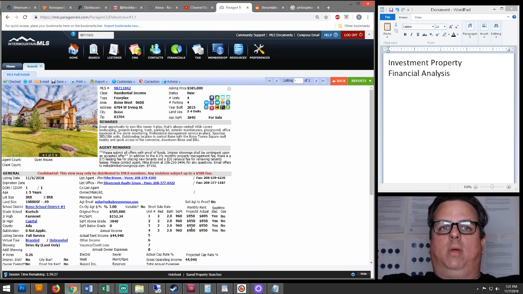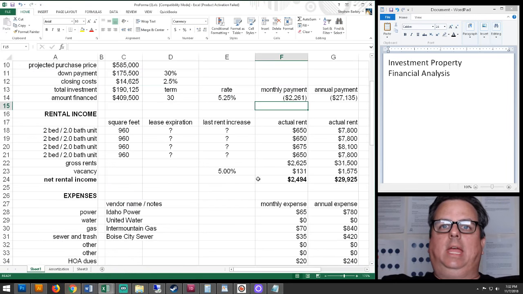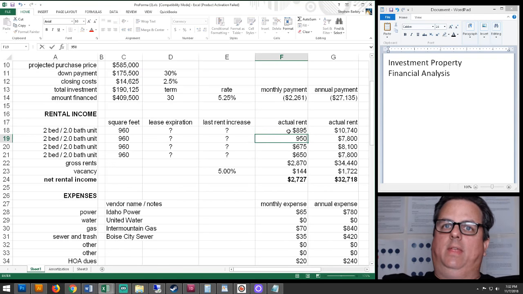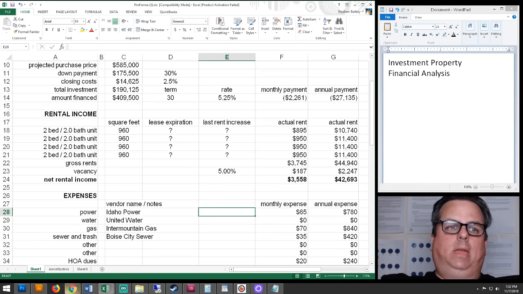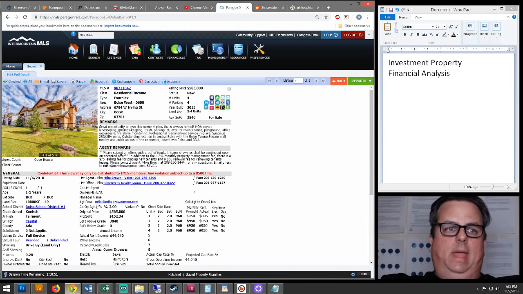These projected numbers right here are generally garbage. In this case, if these ones are running for 950, yeah, sure, this one will run for 952, I would imagine. In many instances, though, if the seller could be charging these higher numbers, then they would. So you want to generally disregard the projected rents, use the actual rents. We've got 895 for one, and then 950 for the remainder. Is that right? Yep.